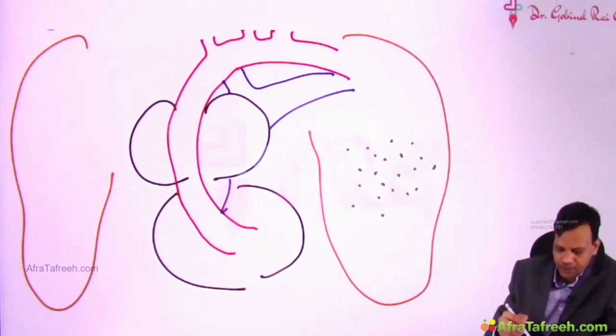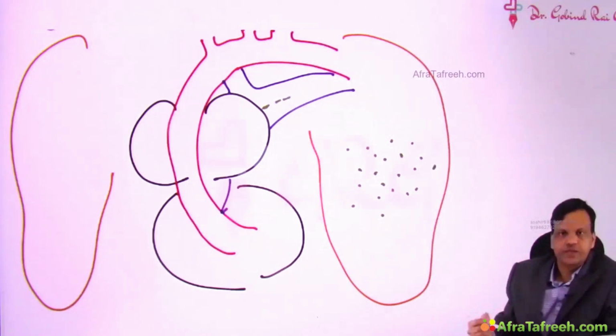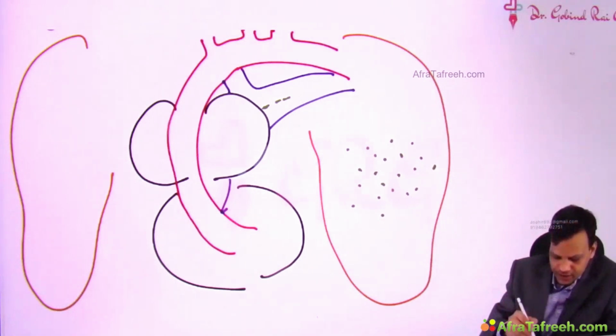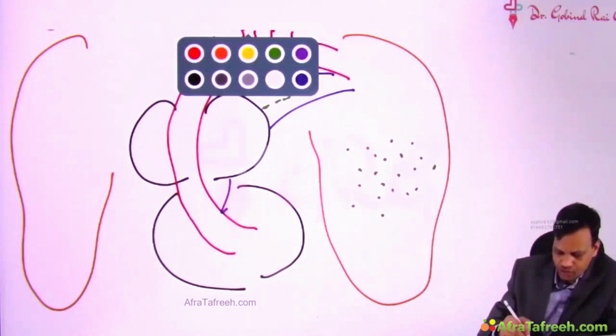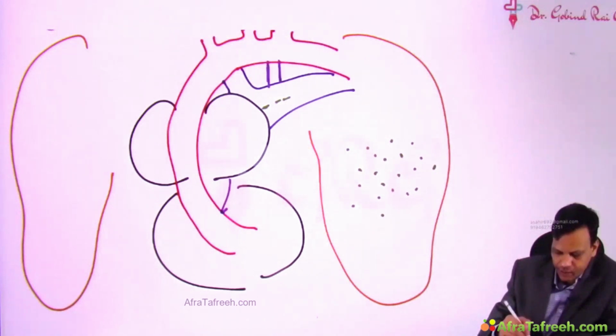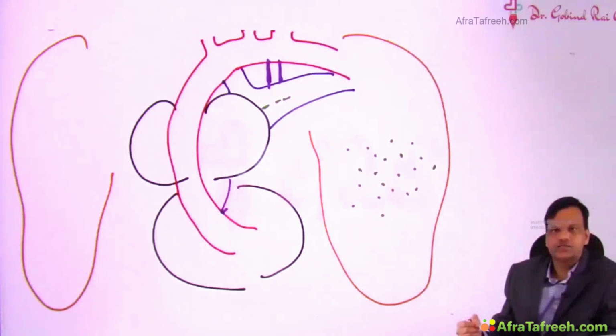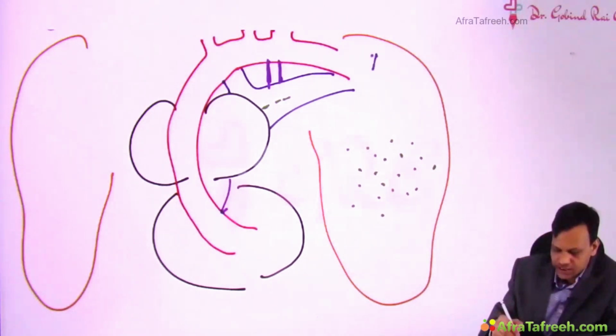The pressure in the pulmonary circulation is very high. The pressure is so high that there is a risk of rupture of the pulmonary trunk. So to prevent this risk of rupturing, there is a communication between the pulmonary trunk and aorta, and this communication is called the ductus arteriosus.